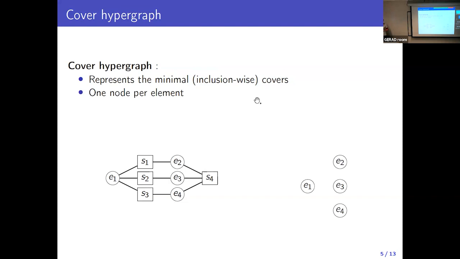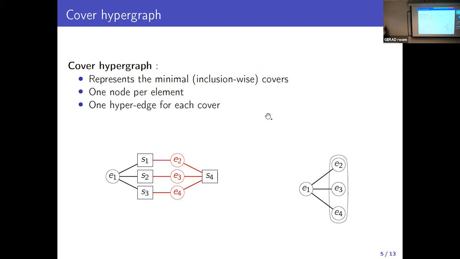The hypergraph contains one node for each of the elements, and each edge or hyperedge represents one of the minimal covers. So for example, the cover E1, E2, which covers all of the subsets, is going to be represented with this edge, and the same for E1, E3 and E1, E4. The last minimal cover in this example is E2, E3, E4, which is going to be represented by a true hyperedge because this cover is of size 3.